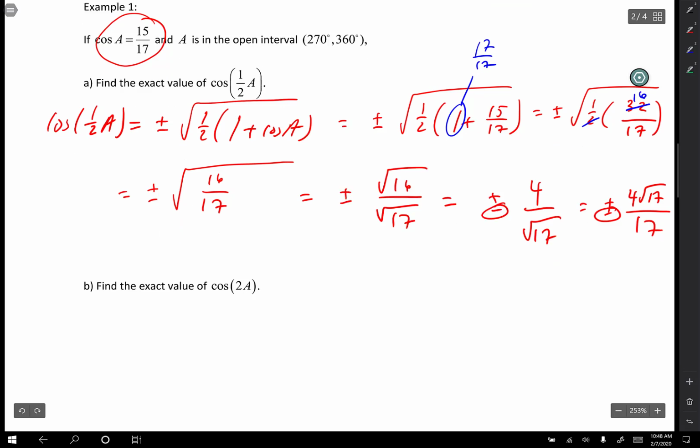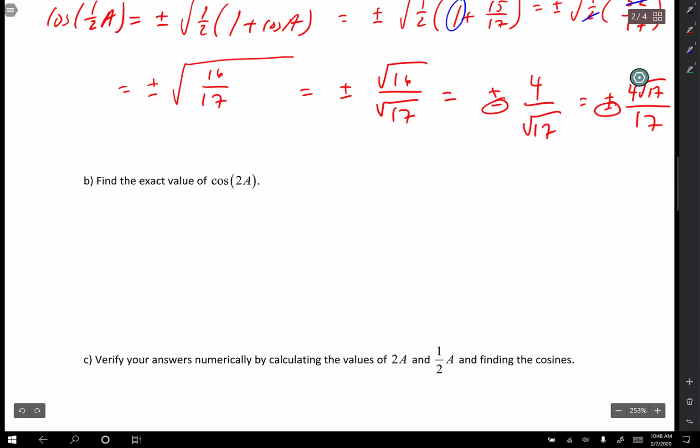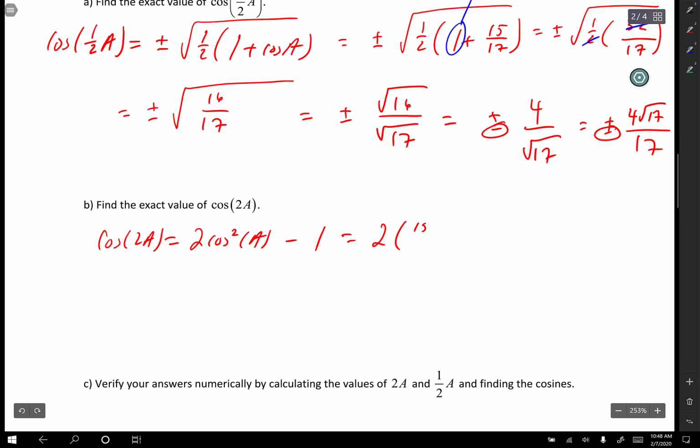All right. So cosine 2A. This is similar to your exam. It's pretty basic. For cosine 2A, we're going to use the cosine formula. Cosine 2A is equal to 2 cosine squared of angle A minus 1. They already gave us cosine of A, so I'm going to write 2 times 15 over 17 squared minus 1. So we have 2 times 15 squared, which is 225. And 17 squared, I want to say 289.